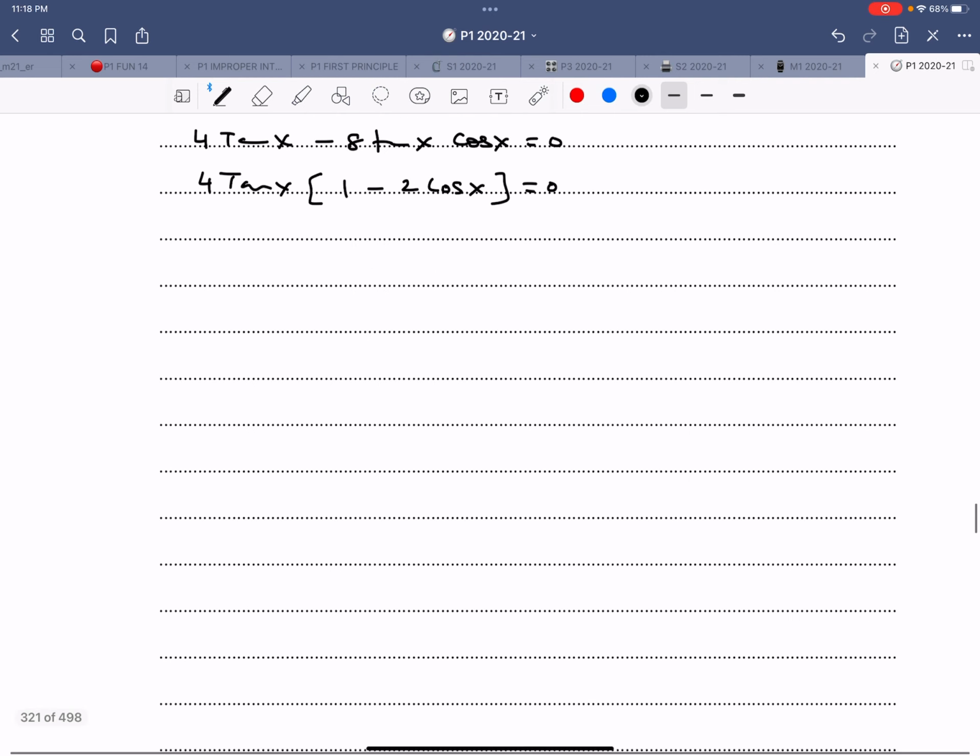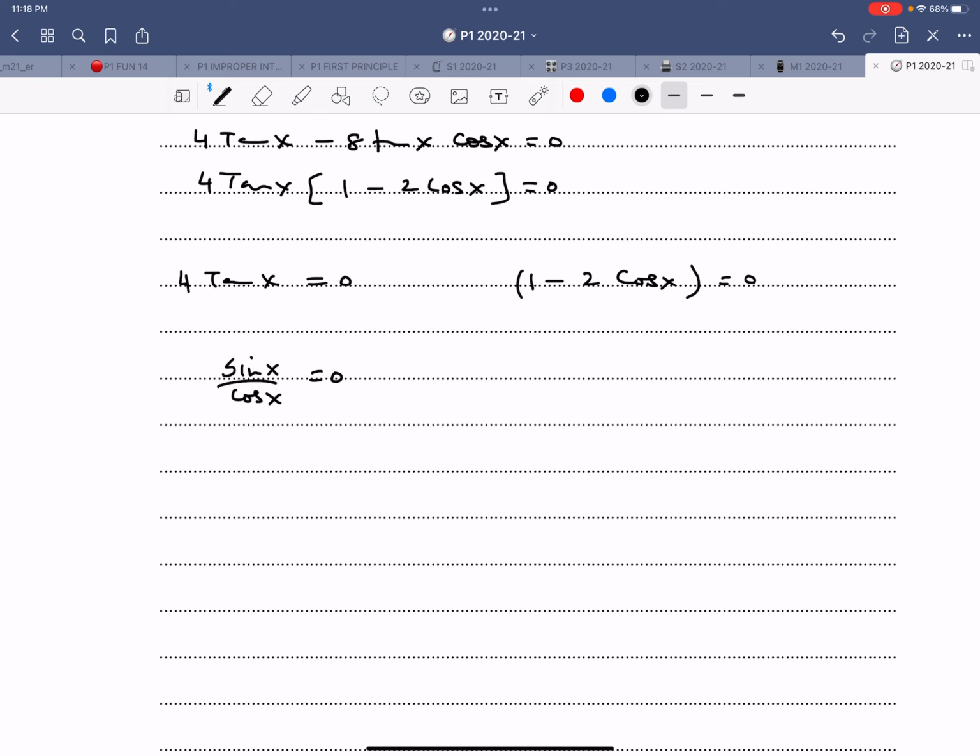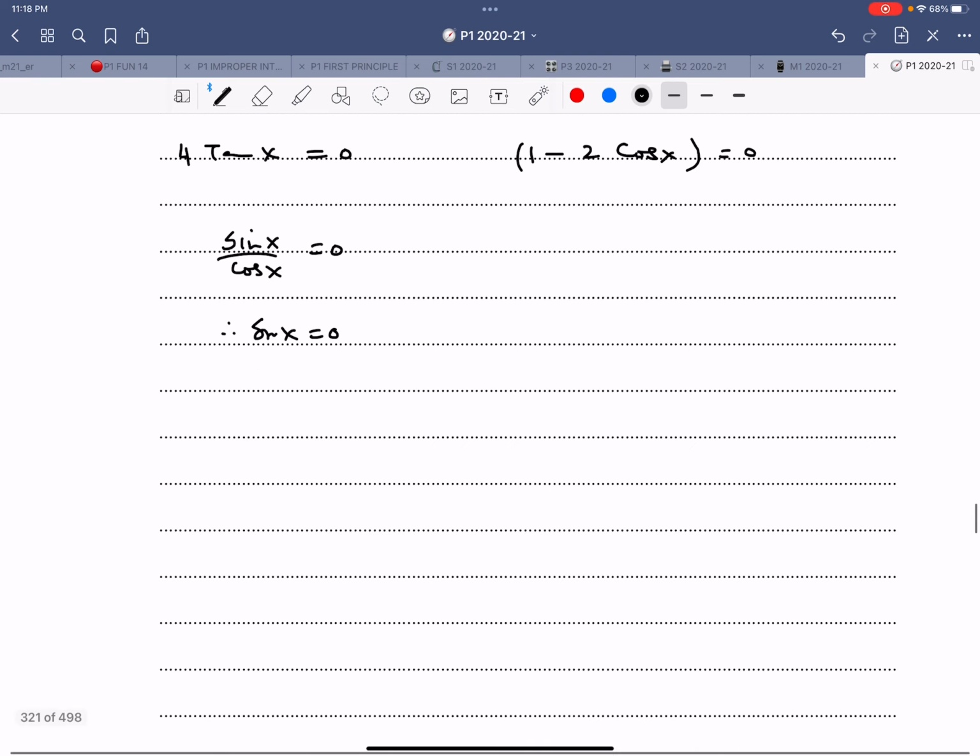In other words, 4 tangent x equals 0, or 1 minus 2 cosine x equals 0. 4 goes away. Tangent x is sine x over cosine x equals 0. Therefore, sine x equals 0. Now, from the graph, we know that the graph of sine x is 0 at 0 and 180 and 360. But what is the range over here?